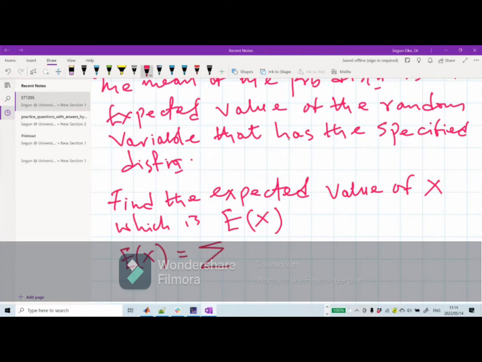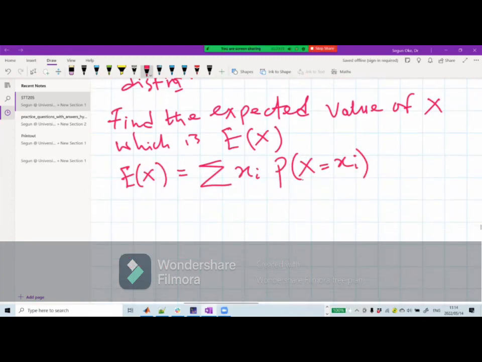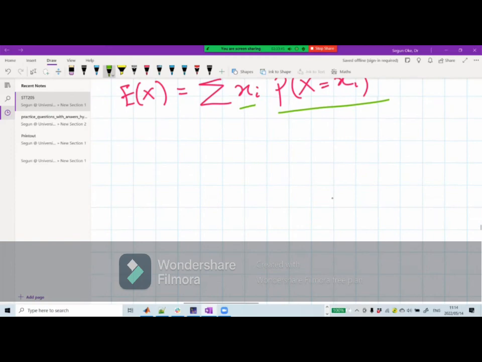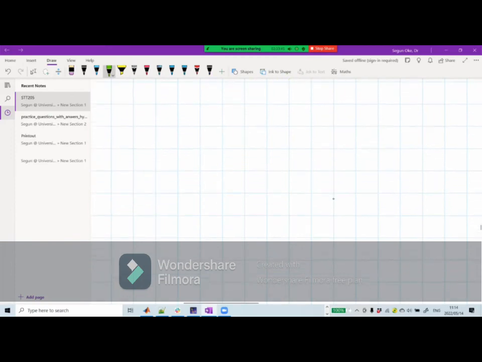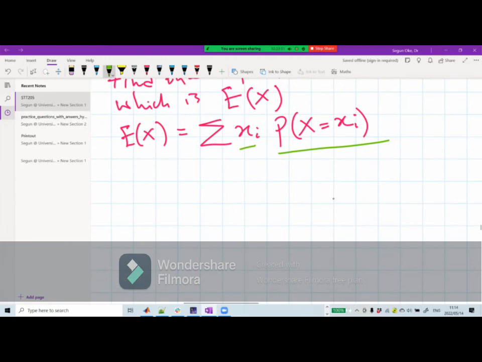You can now say the definition will be E of x equals the summation of xi times probability of x equals xi. We know this, and we know this one from our table. I'll give us the same table now.